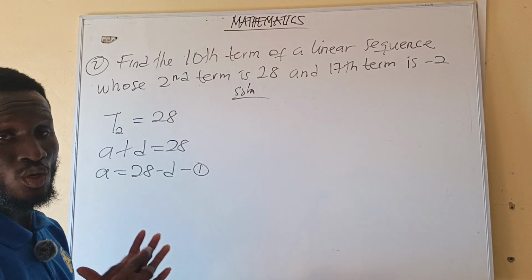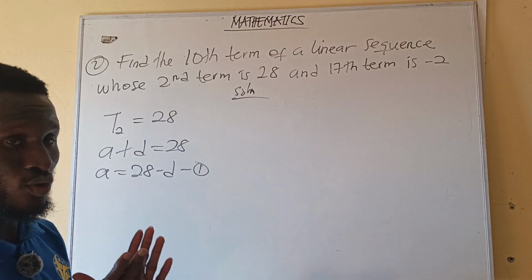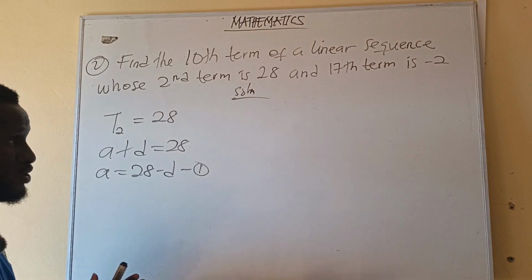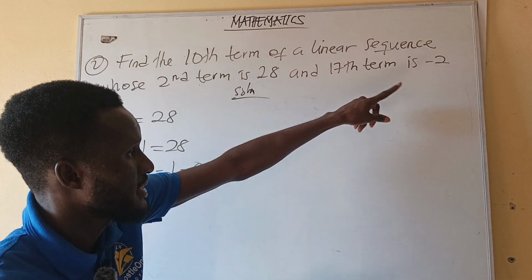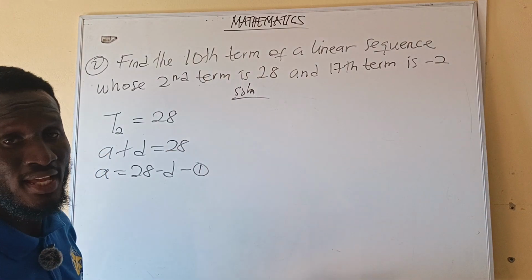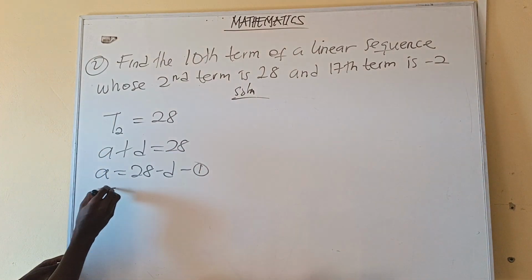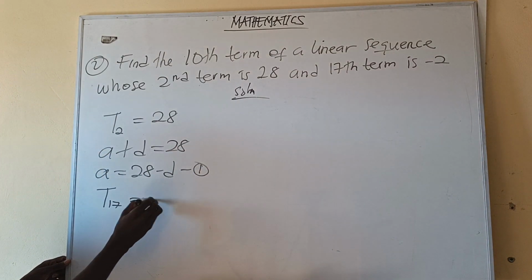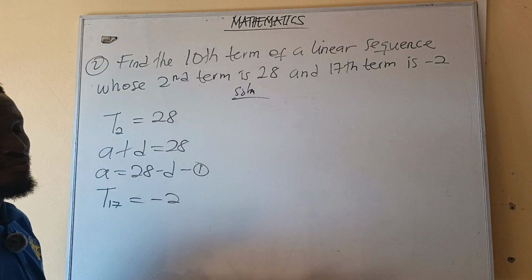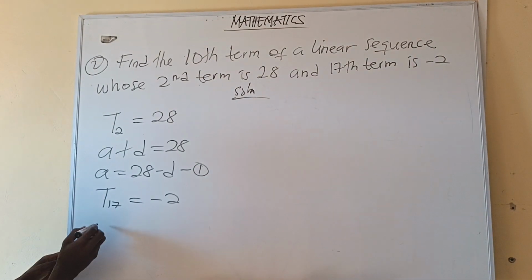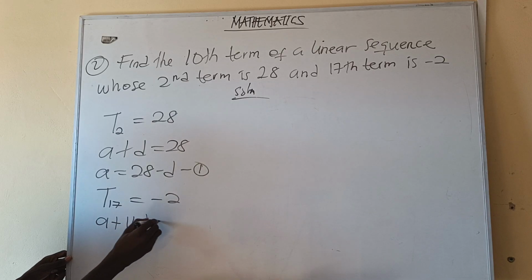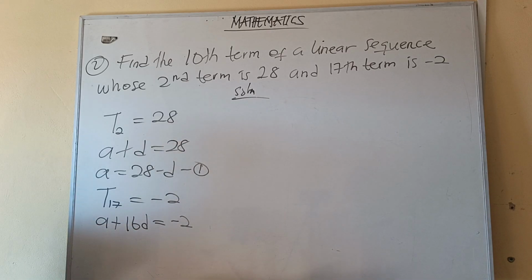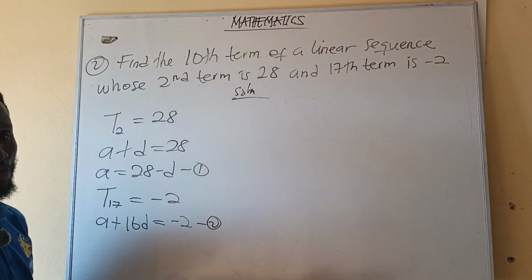Questions like this always lead to simultaneous equations, so follow me closely. And the 17th term is -2. How do we find the 17th term? The 17th term has a formula a plus 16d, and this is equal to -2. Let me take this as equation 2.